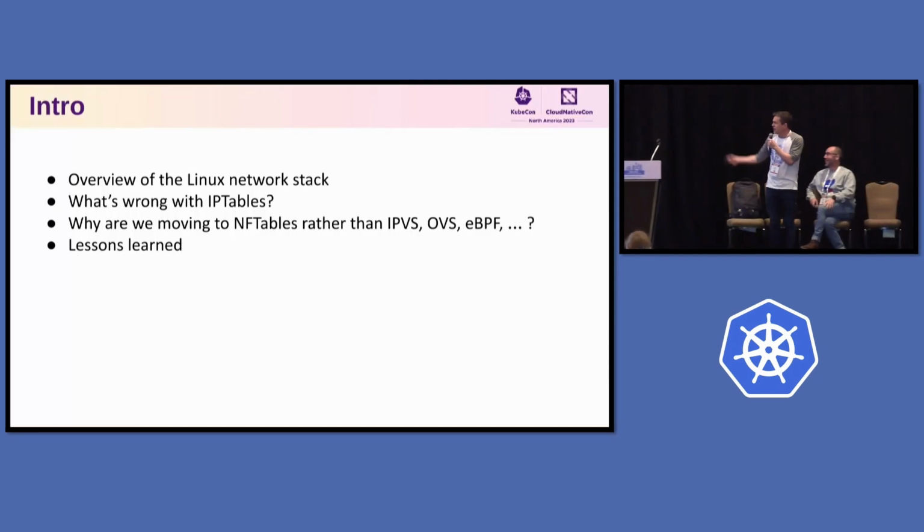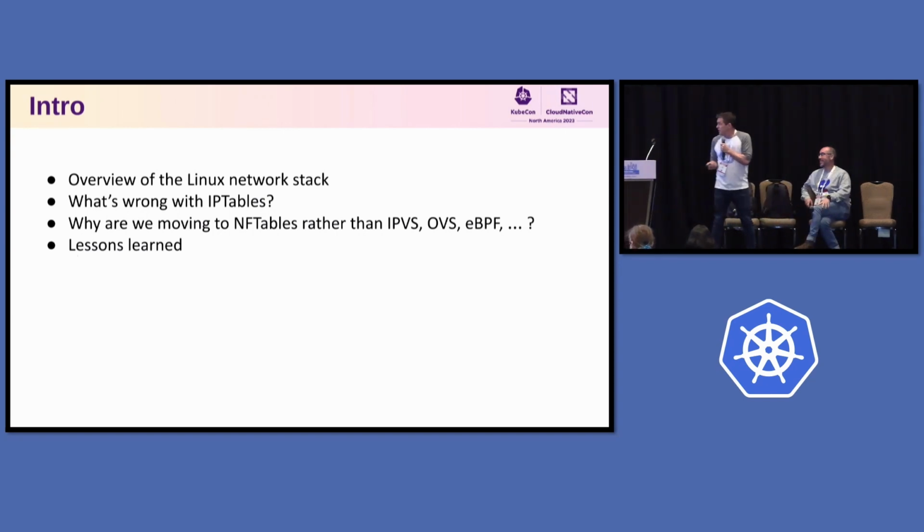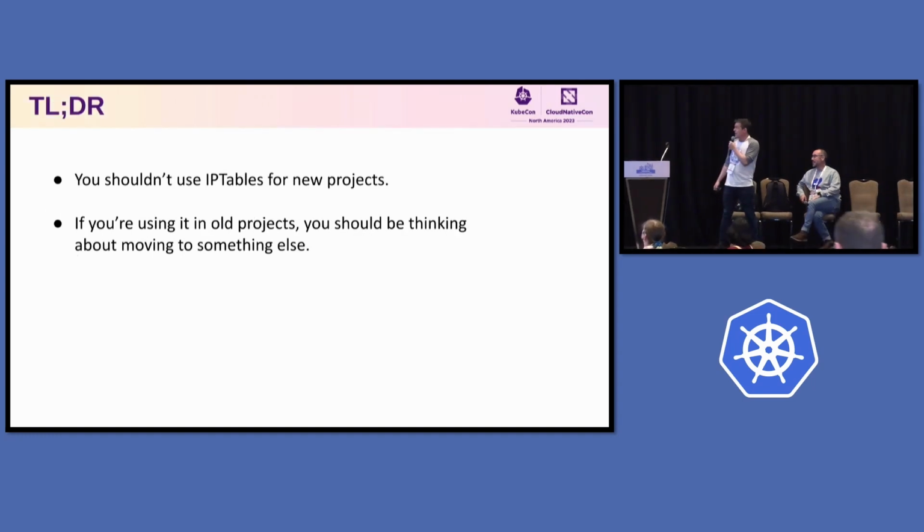We'll be talking about a little bit about how networking in Linux works, just in case you don't know, to provide some context. What's wrong with IP tables, why we are moving to NF tables, and some lessons learned. But the TLDR of all of this is, don't use IP tables in new projects. It's old technology. It's going away. You should use other things, and we will talk about what some of those other things are.